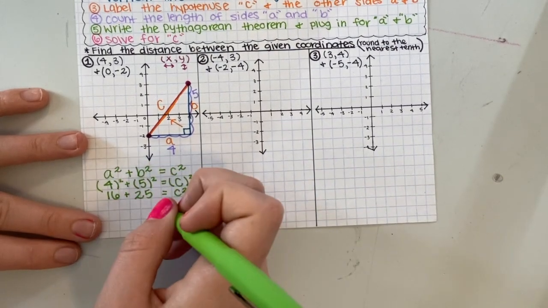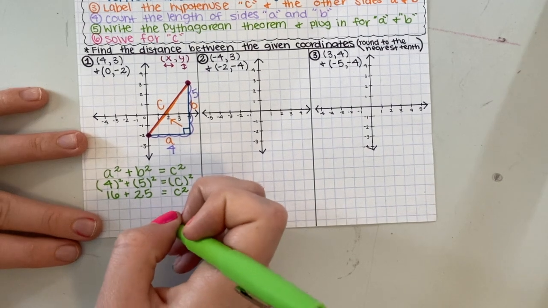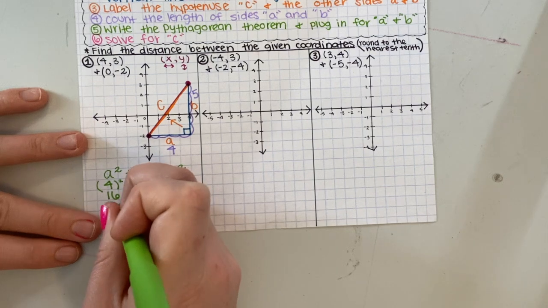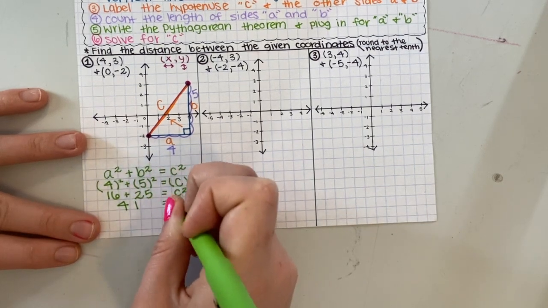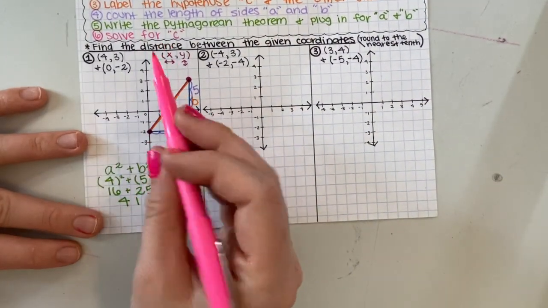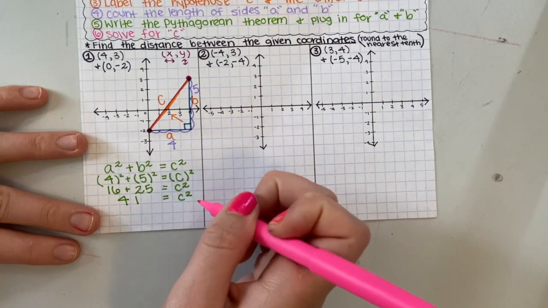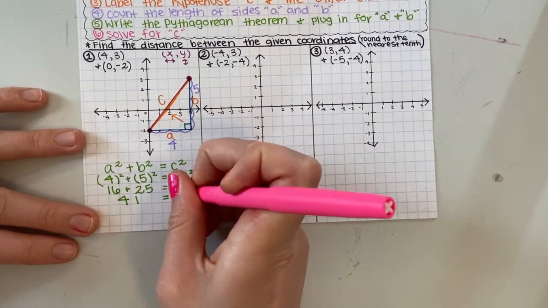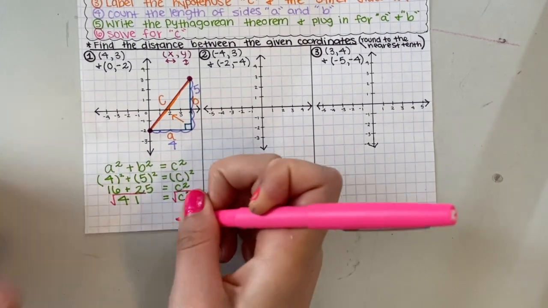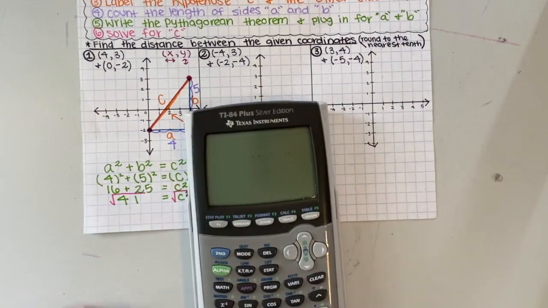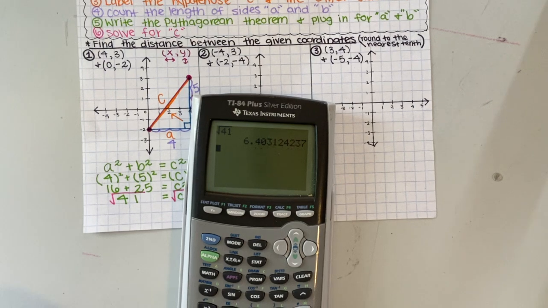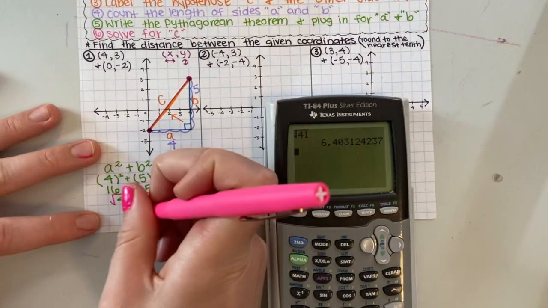I can add 16 plus 25 and get 41. 41 equals c squared. I'm not done. My last step is to solve for c. So I've almost solved for c. Right now I'm solved for c squared. To get rid of that little 2, we have to take the square root of both sides, and the square root of 41 is 6.4.